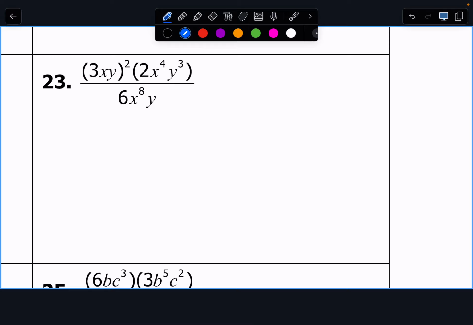Okay. What is the first thing we need to do in 23? We need to do the exponent. So let us please do this first. We're going to have 9x squared y squared if we do the exponent first.